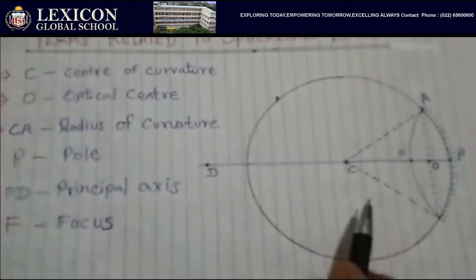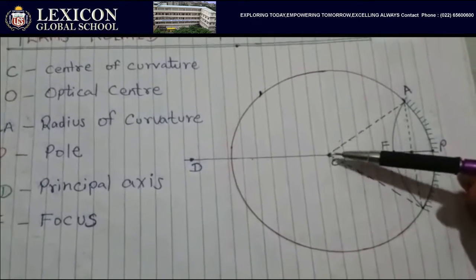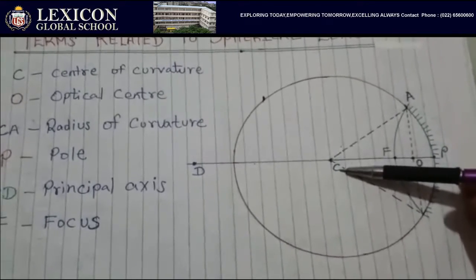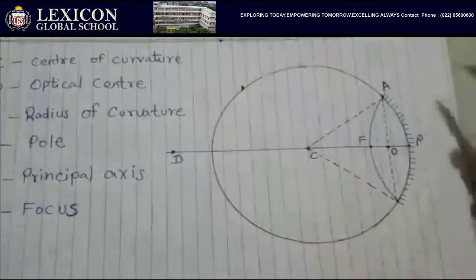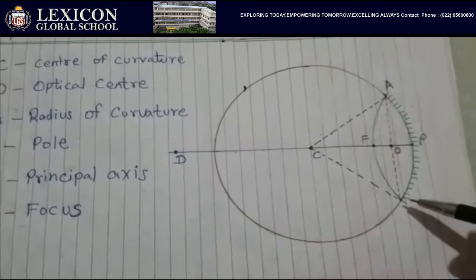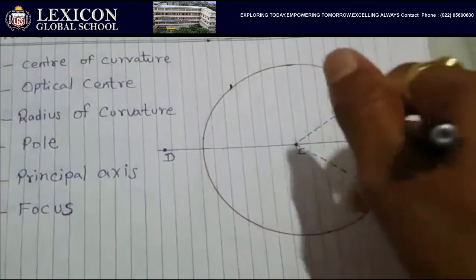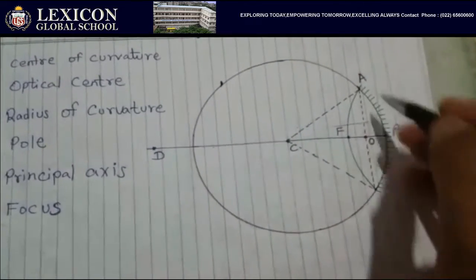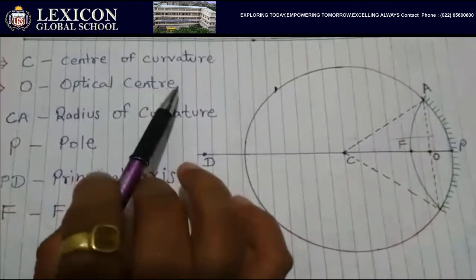You all know every circle or sphere has its center, right? Here is the center, you can see my pen is pointing towards the center C. This C is the center of curvature, because this curved part is your lens. If you keep a compass on the center and draw the circle, you will get this curvature. Therefore, this is called the center of curvature. So C is the center of curvature.